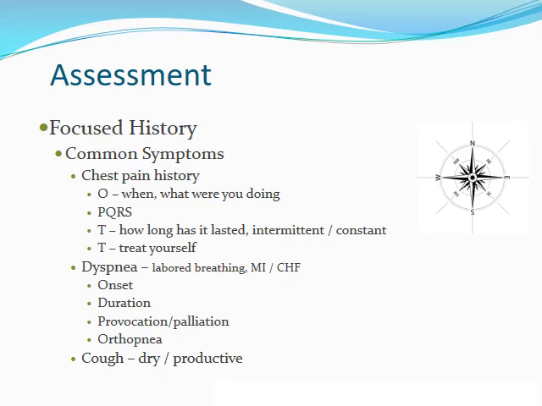Then labored breathing, like we said, can be from congestive heart failure or an MI. So note that onset, the duration, anything that makes it better or worse. Positional breathing issues. If they are coughing, ask if it's dry or if it's productive. And if it's a productive cough, then you need to ask what color the sputum is that they're coughing up. All important things.